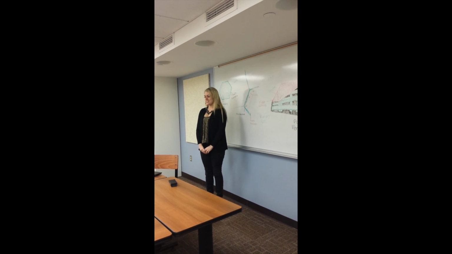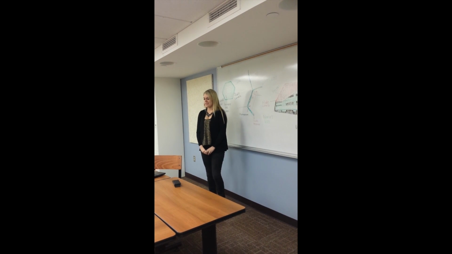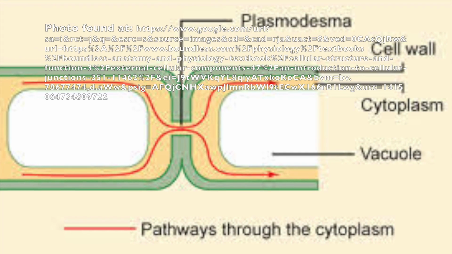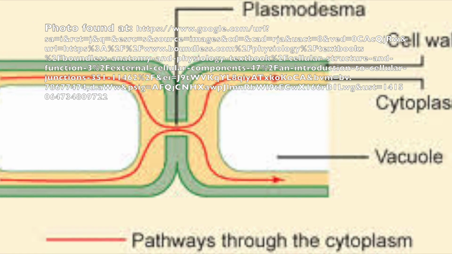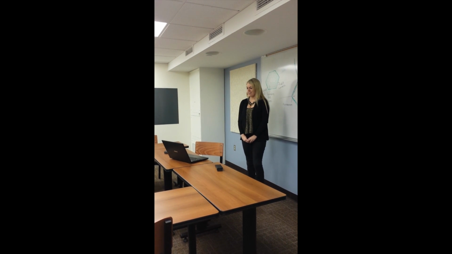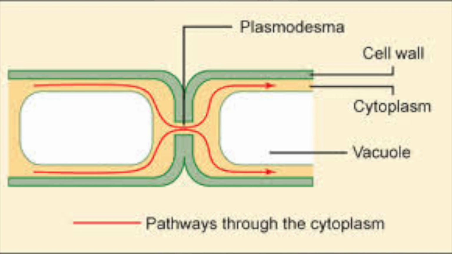Today we're going to talk about the cell wall structure. We'll start by talking about plasmodesmata. Does anyone have any idea what that is? Yes. Is it how cells communicate? You're on the right track, but it's actually a thread of cytoplasm that connects the adjacent plant cells.